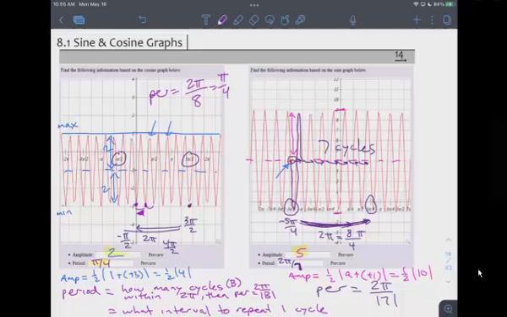Okay, and so if we were to do that down here, here is your point. And so now we're looking to see how many cycles there are: 1, 2, 3, 4, 5, 6, 7, 8. So we see there's 8 cycles during the 2 pi. So 2 pi over 8 gives you pi over 4, which is your answer.